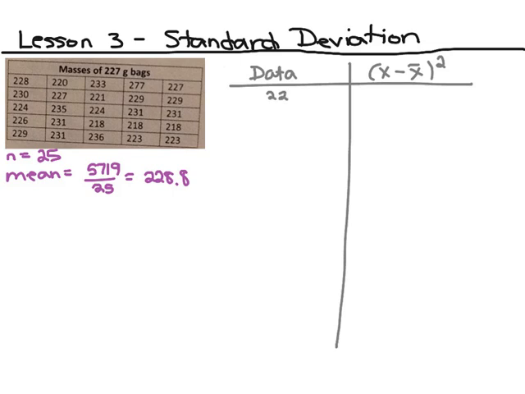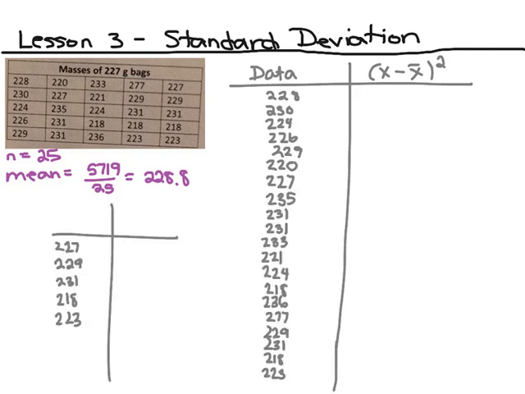So we have 228, 230, 224, 226, 229. Yes, this is going to take a while. So I want you to pause the video, just write in all your information, and I'm going to pause my video and also do that, so you don't have to listen to me write down numbers for a minute.